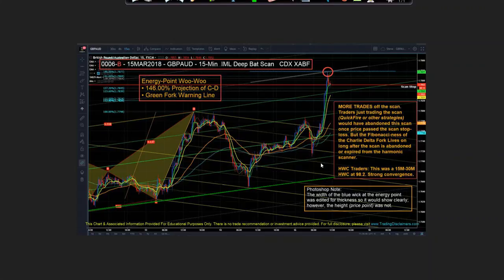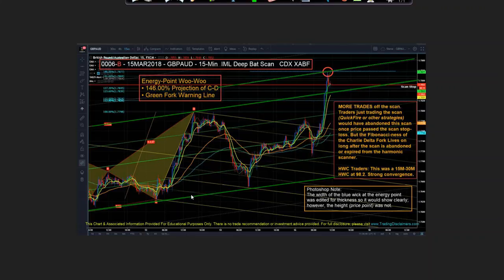The X-ray alpha fork is here. Notice it didn't come down here. The X-ray, or it could have been a BS, I'm not sure which it was. I don't remember. But it wasn't the Charlie Delta. And so here is the warning line. As price leaves that fork, there's the warning line.